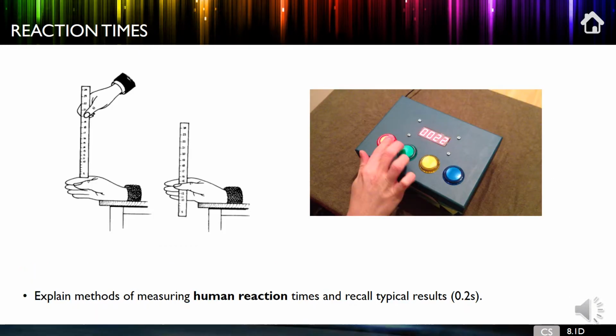So reaction times, 2 sort of classic experiments: dropping the ruler here. A second person drops the ruler, and you see how quickly you can react.